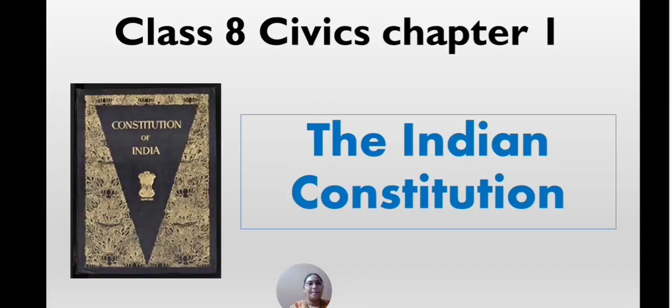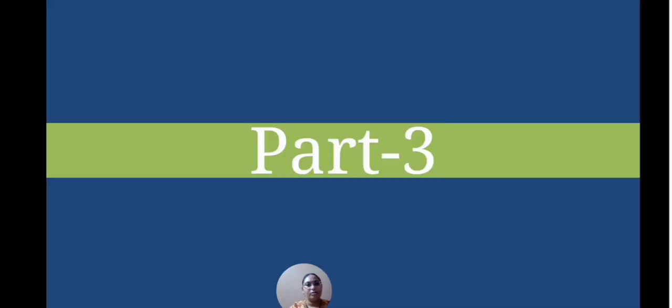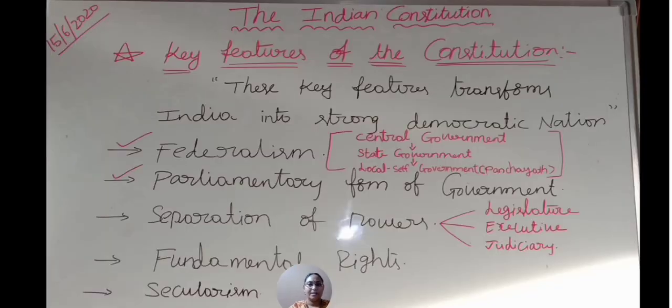So this is part 3 of the Indian Constitution lesson. Till now we have discussed the functions of the constitution, and we are on the key features of the constitution. We have already discussed two key features: federalism and the parliamentary system of government. Now we need to discuss separation of powers, fundamental rights and secularism. Today we need to cover all these three topics.